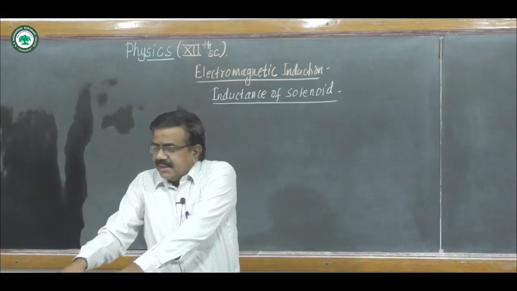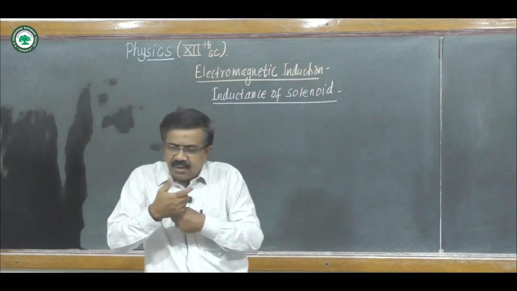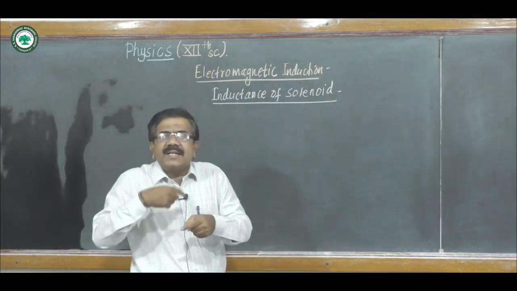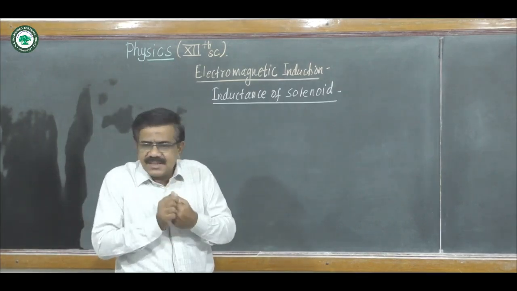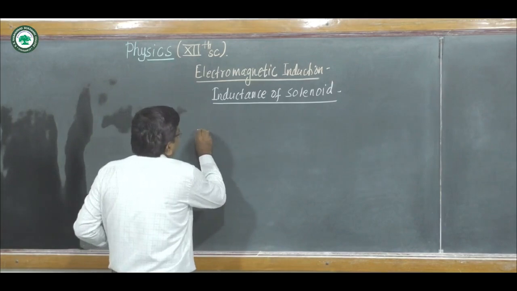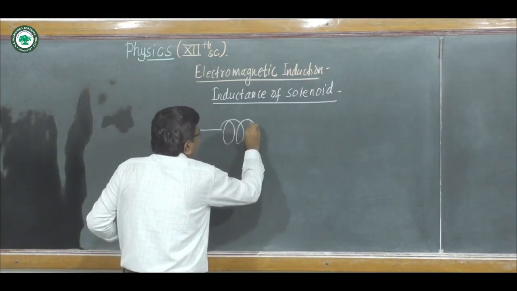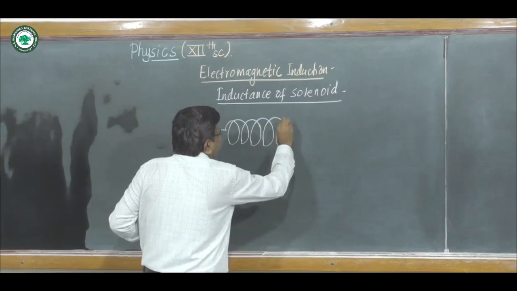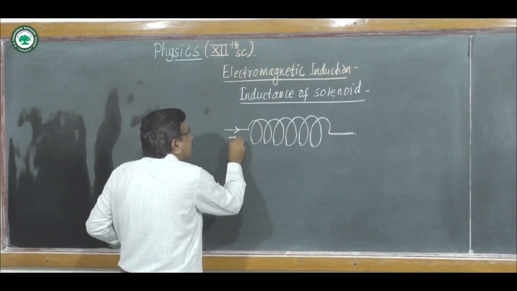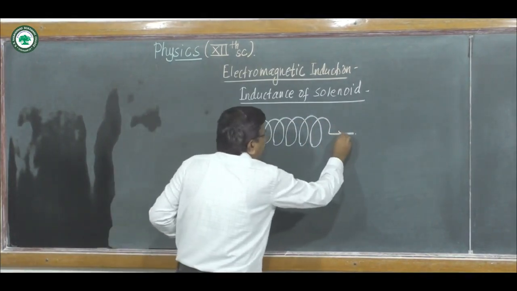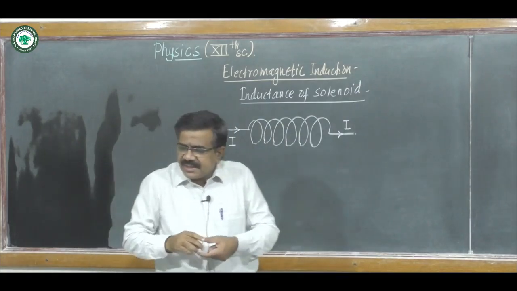Now what is solenoid? It is closely wound helical coil of conducting wire. Suppose this is a closely wound helical wire. It is a solenoid, and current is passed through this solenoid, and we have to find the inductance of this solenoid.